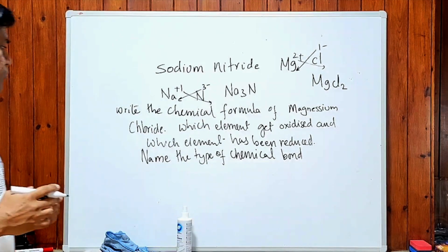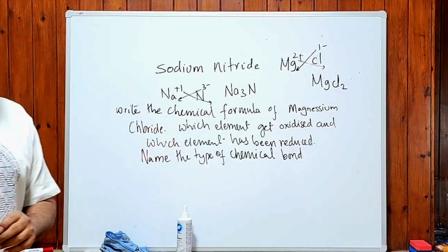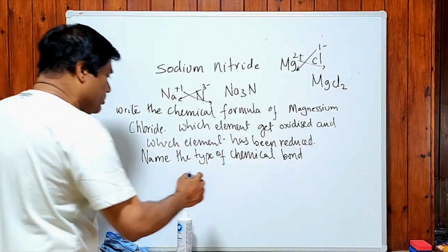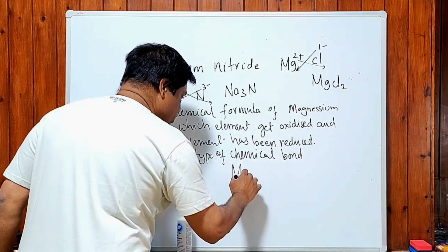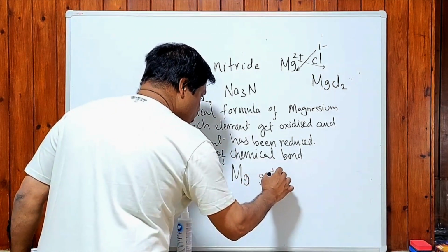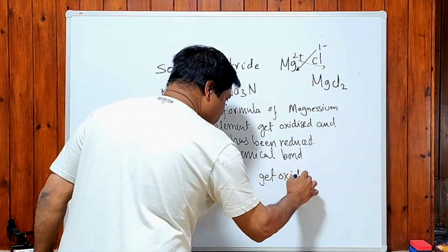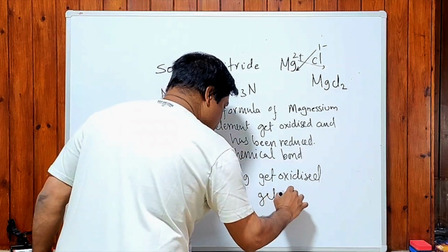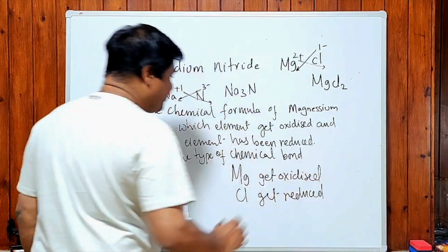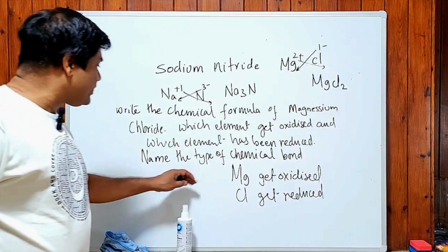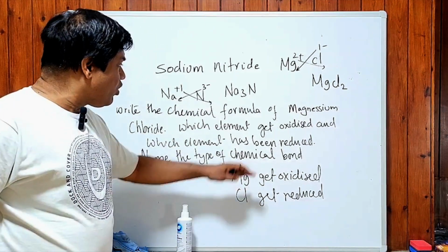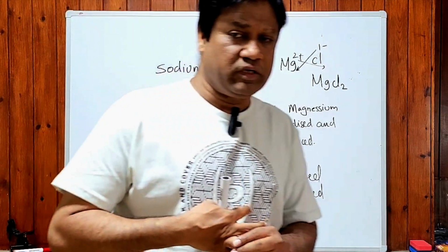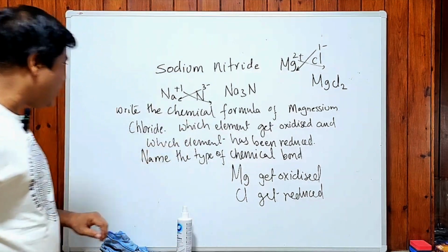And I told you, metal gives away the electron and non-metal gains the electron. So which element gets oxidized? Obviously magnesium. Magnesium lost electrons, magnesium gets oxidized, and chlorine gets reduced. Name the type of chemical bond: ionic. So between the metal and non-metal, what type of bond is present? Ionic. Now, can we try some more examples?